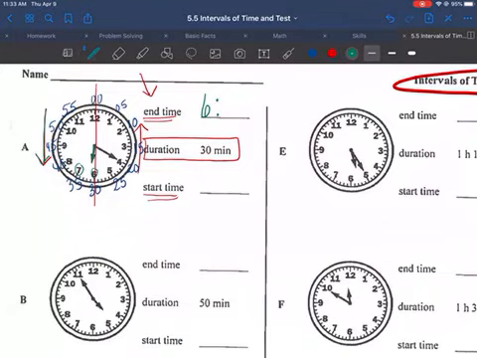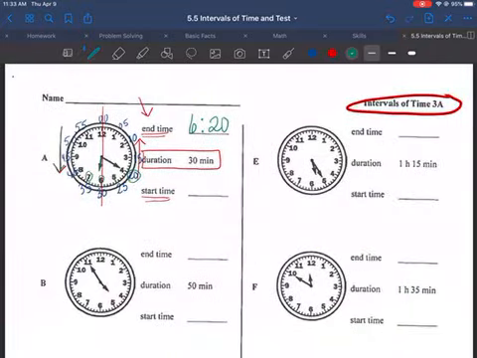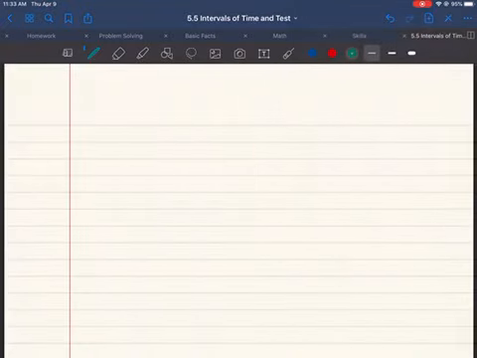How many minutes? The minute hand is pointing to the 4. That means 20 minutes. Now on here, they're giving me the duration, and they want me to find the start time. So I'm going to go ahead and get another sheet of paper so I can do my work.